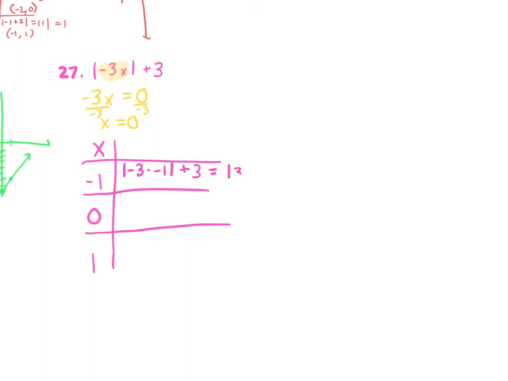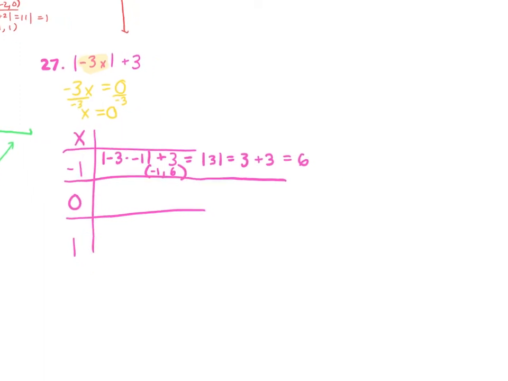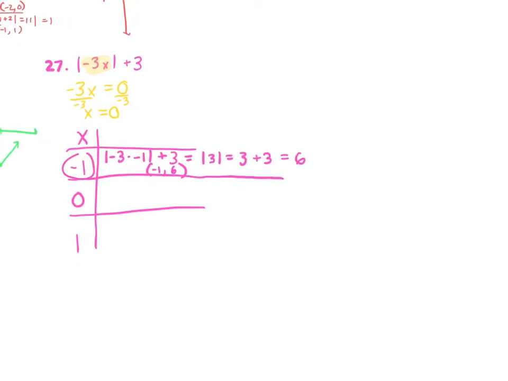Positive 3. And then what's the absolute value of positive 3? 3. And then 3 plus 3 is 6. So then what's our point here? What's our coordinate point? Negative 1, 6. So remember, we take our x and we take our y, and that's our point. So now we can graph it.